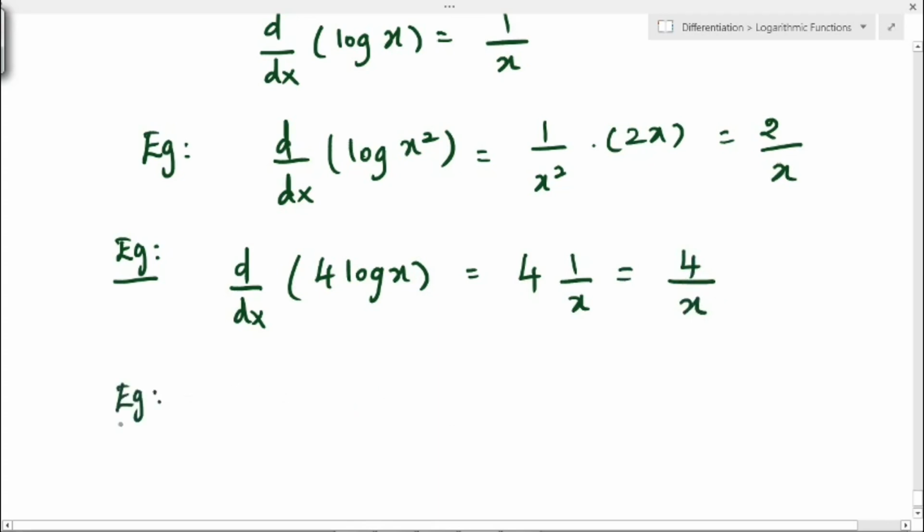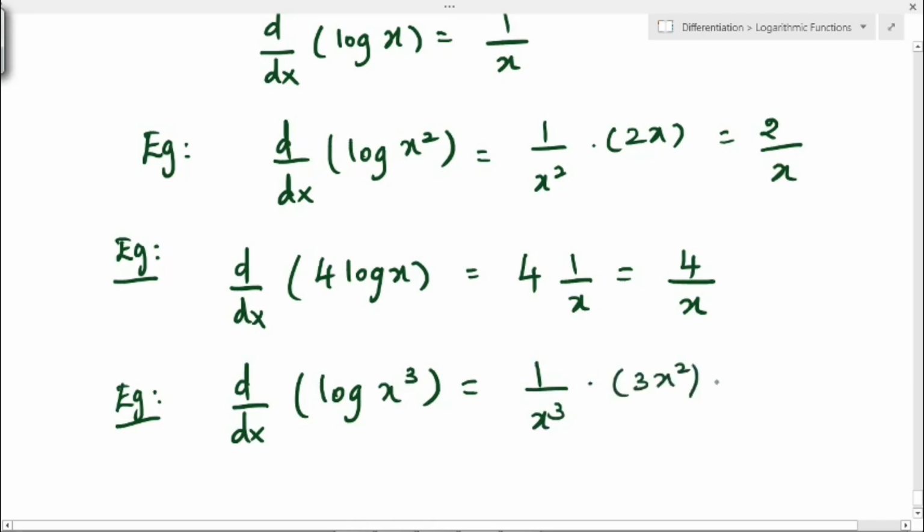Next example, d by dx of log x cube. Again this is the log x formula, that is 1 by x. Here, in the place of x we have x cube. So 1 by x cube into, now the function x cube differentiation is 3x square. So here x square and x cube will get cancelled. So 3 divided by x.